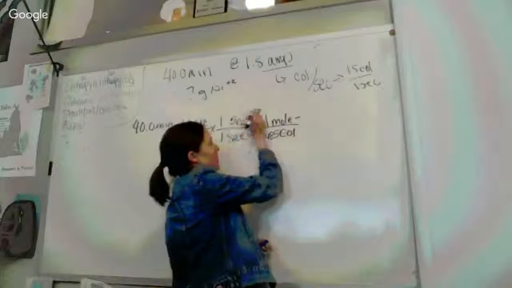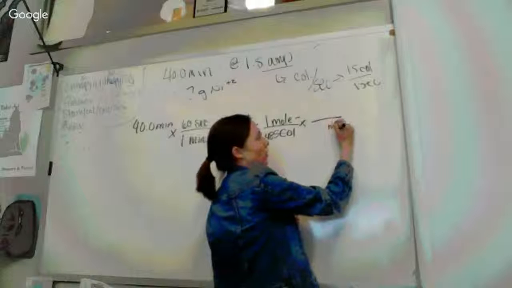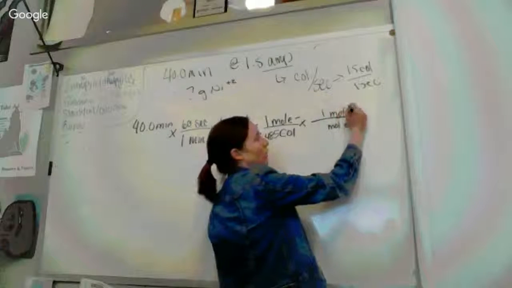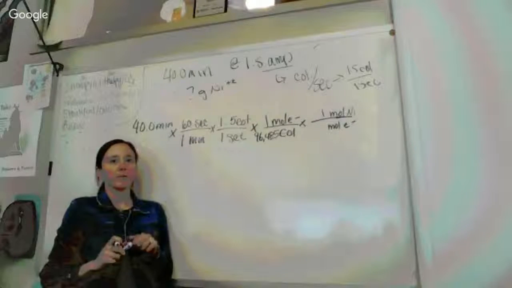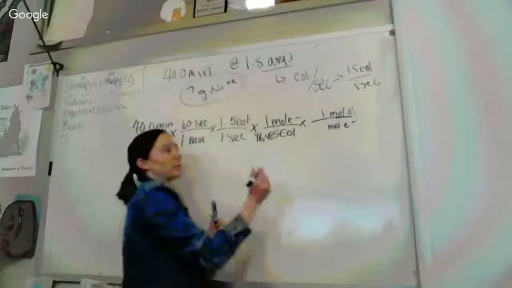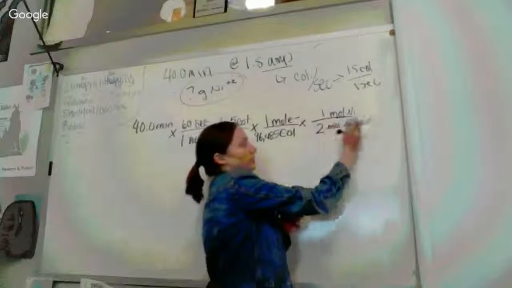So then I canceled my coulombs, and now I'm at moles of electrons. I want to know how many moles of electrons are related to 1 mole of nickel. I can't remember if it's gaining or losing electrons, but this is going to be 2 electrons because it's Ni2+. So I'm going to put 2 moles of electrons down here at the bottom.